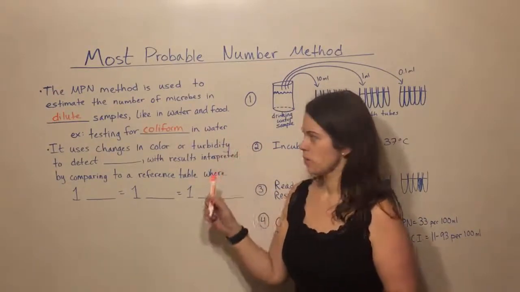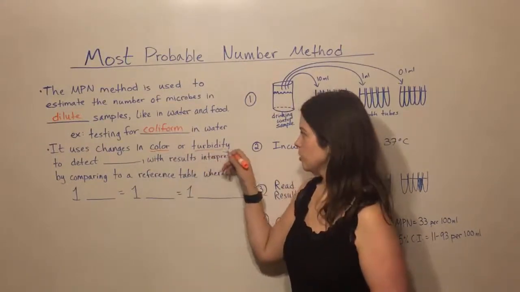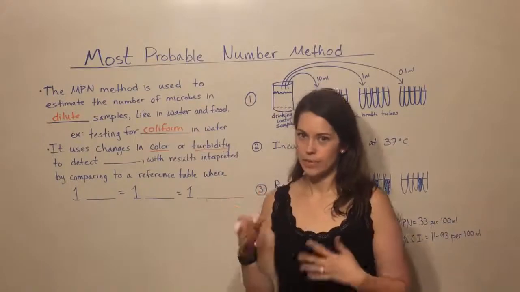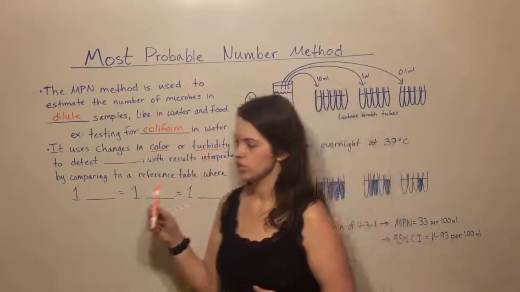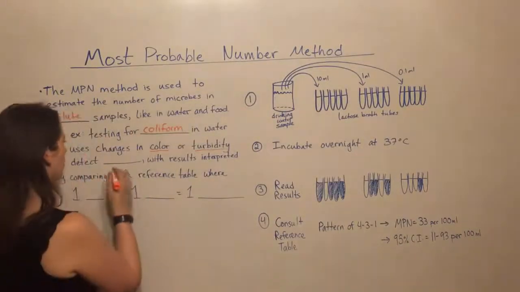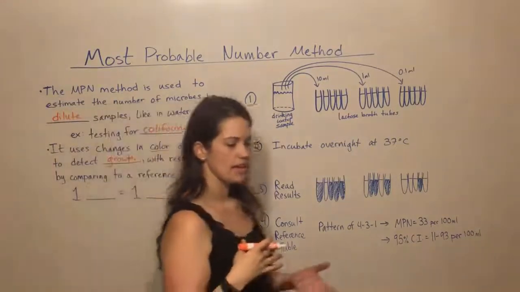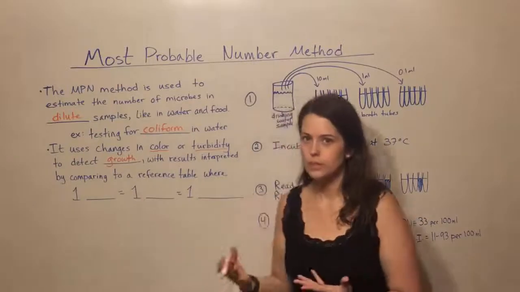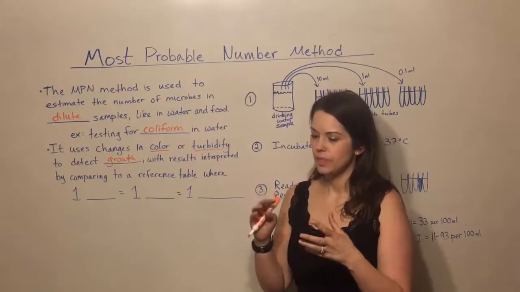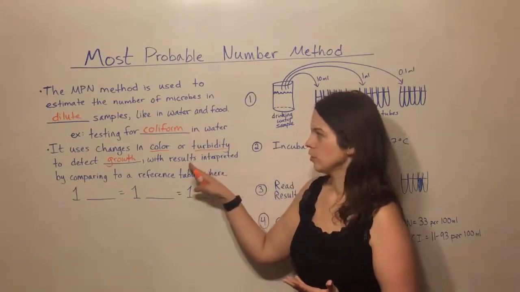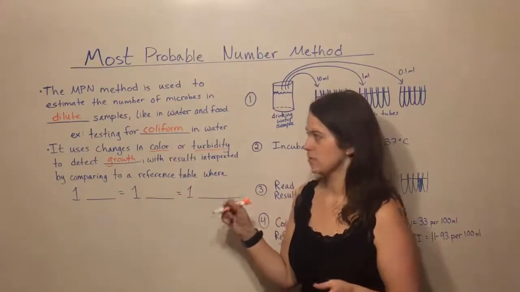So the way the MPN method works is it uses changes in either color of broth or changes in turbidity, that's the cloudiness that you see when bacteria are growing in liquid culture. So it looks for either color change or turbidity change to detect bacterial growth. And then you look at how many tubes either changed color or have noted turbidity, and you can count those tubes and then interpret your results by comparing your results to a standard reference table. And we'll go over an example of that in a second.